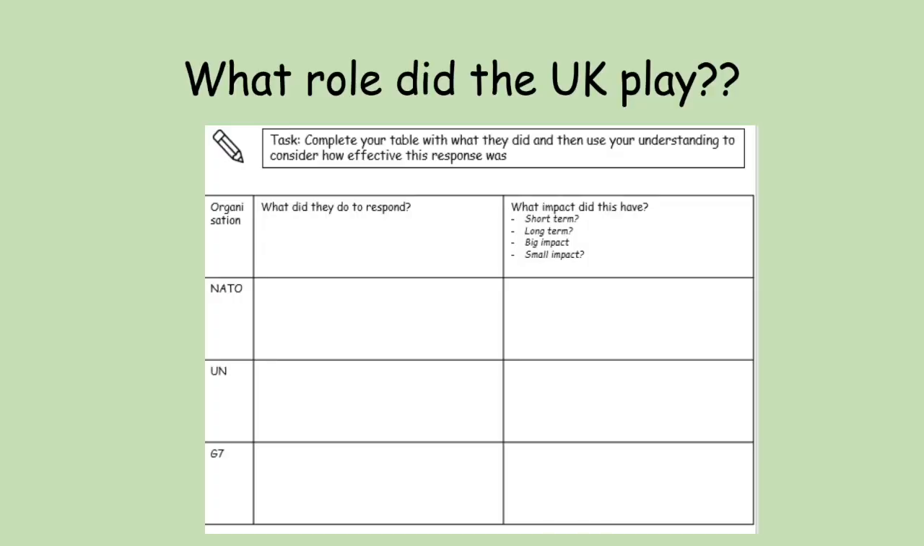So what role did the UK play? As I go through how each of the international organisations you learnt about at the beginning, what they've done and how they responded, you need to complete your table with what they did. Quite easy, I'll be telling you. But then how do you think this has had an impact? Do you think it's had an impact in the short term, or is it more of a long-term solution? Is it for one party, or is it for multiple groups?